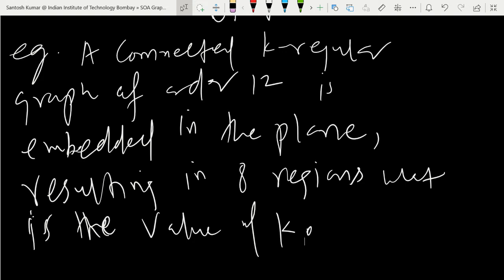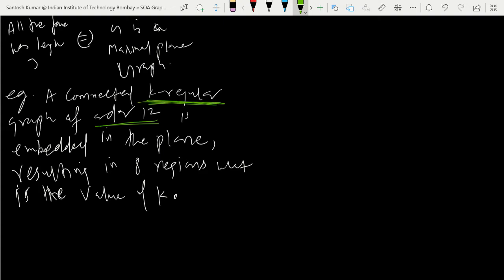Okay, so let me solve this now. A connected k-regular graph. A k-regular graph means each vertex has degree k, and the order is 12. So the number of vertices n is 12, and in the plane it results in 8 faces. A region is a face, so there are 8 faces. So what is the value of k?